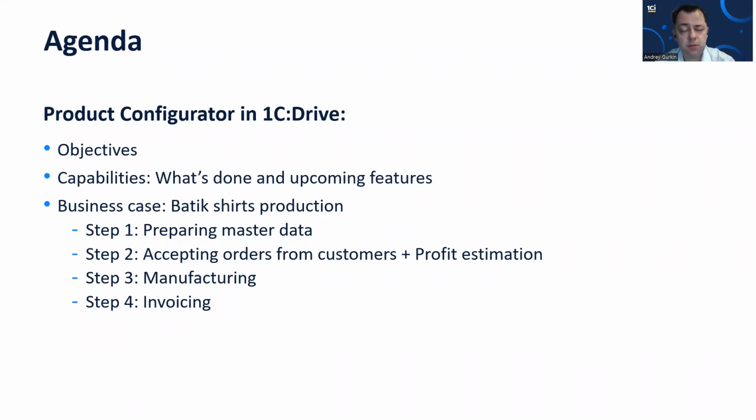And regarding the business case, we will produce a batik shirt, and it will consist of four steps. First of all, prepare master data, then accepting orders, and manufacturing and invoicing.